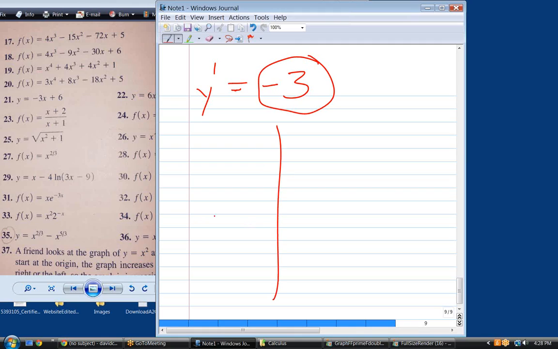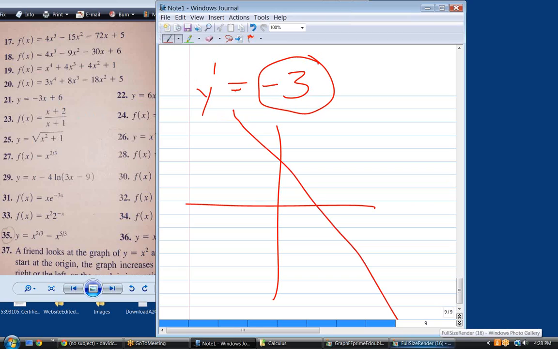In other words, this is y prime. There's negative 3 right there. Well, the original function, you'll notice, is a linear function with negative slope. That's always decreasing. So that's why the first derivative is always negative.